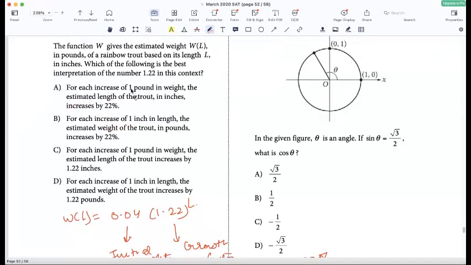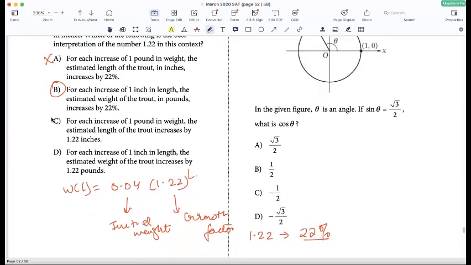For each increase of 1 pound in weight, the estimated length of the trout increases by 22%. No, it's the other way around. For each increase of 1 inch in length, the estimated weight of the trout increases by 22%. So this is the right answer. Okay, here you have linear functions represented. So these do not represent the exponential function.